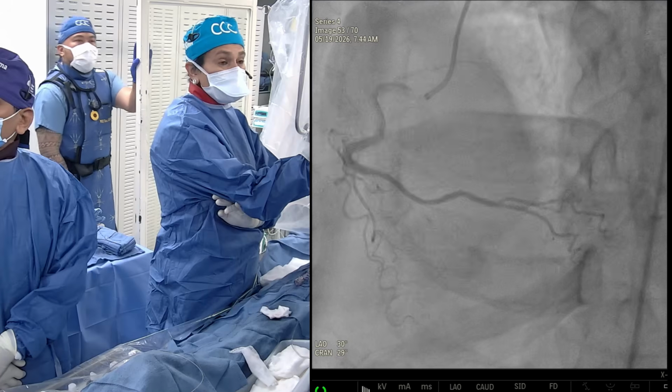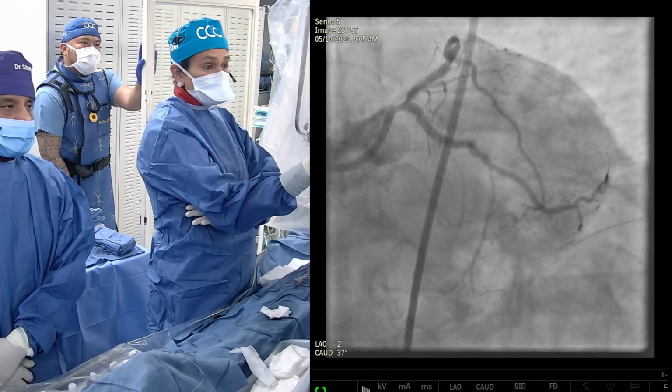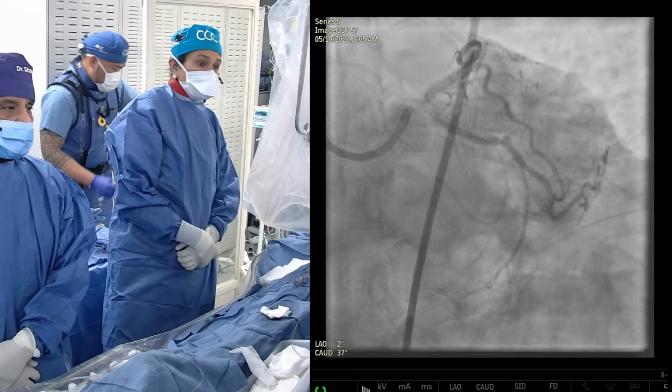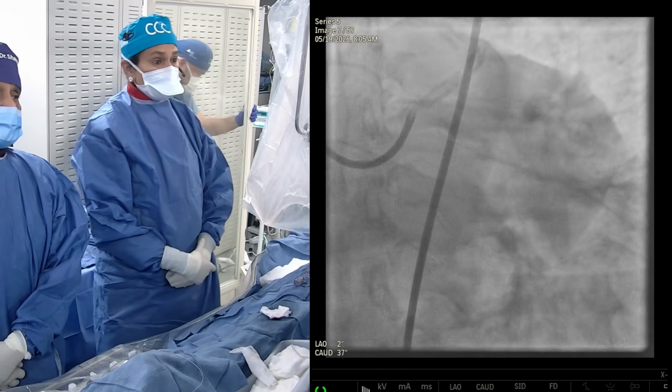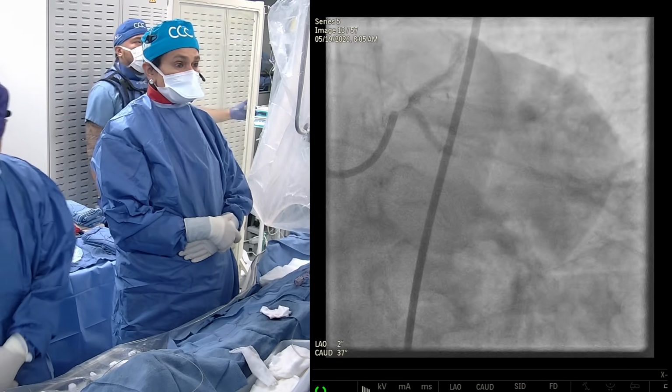So I think the teaching point is, if you're already angiographically seeing that kind of tram track calcium, there's no indication to do imaging at this time. Do any kind of atherectomy that you're comfortable with. So we'll be doing rotational atherectomy.